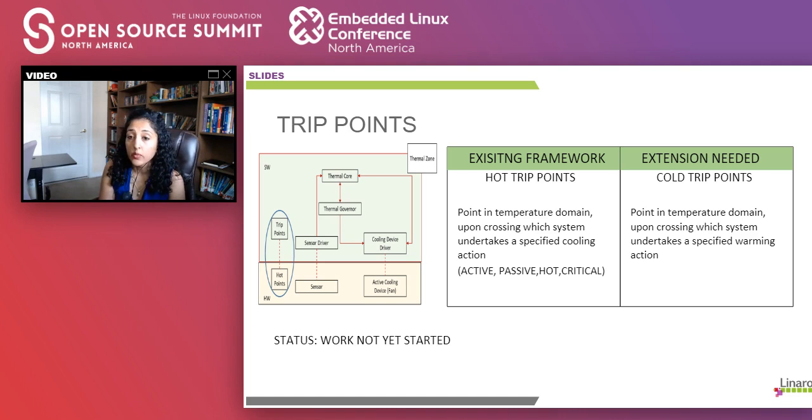The other way would be to not introduce a new trip point type, but to add a new property to the existing trip point structure, which would say whether a trip point should be monitored up or down. That means a trip point should be monitored either when the temperature rises above the trip point, or when the temperature goes below it. But other than that, we think the best way to handle this is probably to introduce a new trip point type called a cold trip point. As far as the status of this work is concerned, nothing much is done. There are a few prototypes, but we have not posted any code for now.